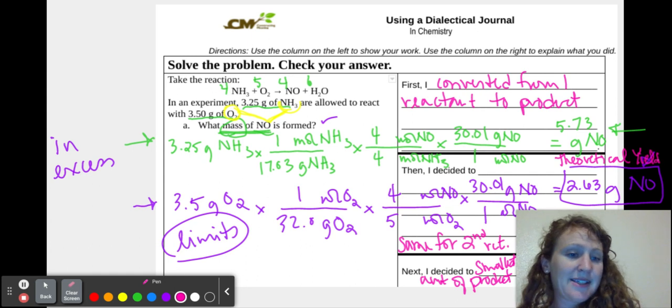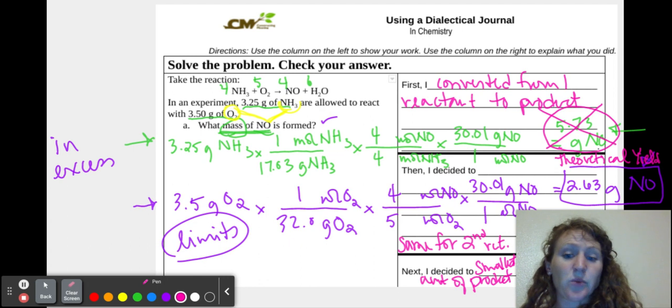The other one is not actually a theoretical yield. The other one can't actually be made because we run out of oxygen, right? So that one calculation shows us both what we can theoretically make in the product and what limits our reaction.